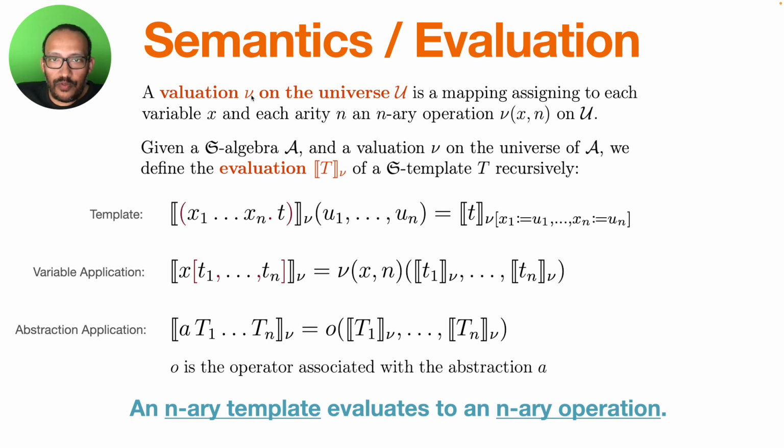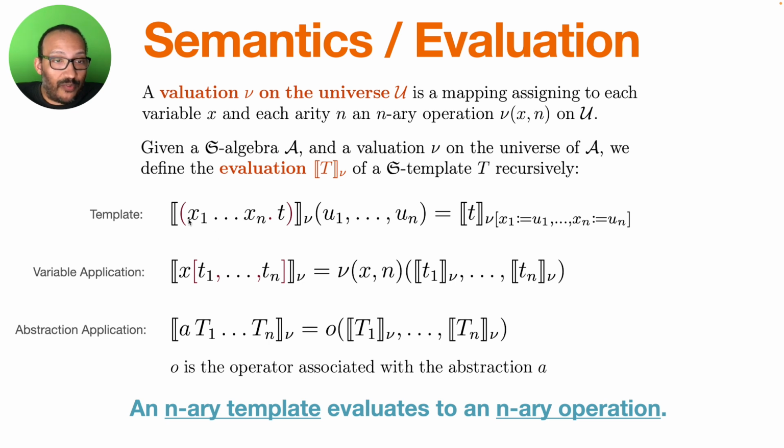So a valuation on the universe is a mapping that assigns to each combination of a variable and arity n an operation of the appropriate arity on the mathematical universe. Okay, and so we have just three cases: the case of a template, the case of a variable application, and the case of an abstraction application. So when we define evaluation of templates, we just need to consider these three cases.